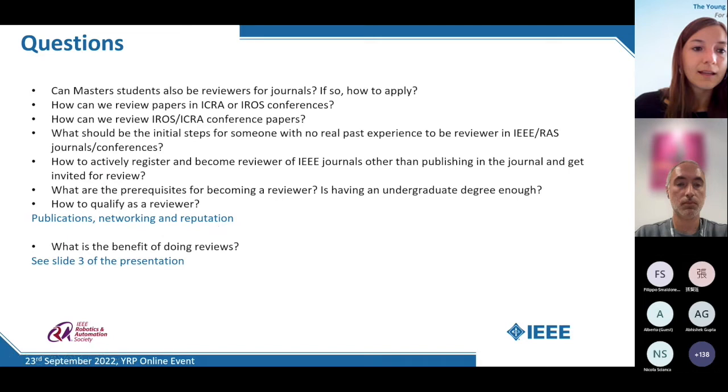Publication, because whenever you publish a paper in a journal or conference, in general, you are required to give at least 2 or 3 reviews, depending on the conference or journal, for the same conference or journal. So whenever you publish something somewhere, you are required to do some reviews for the same conference or journal, basically.